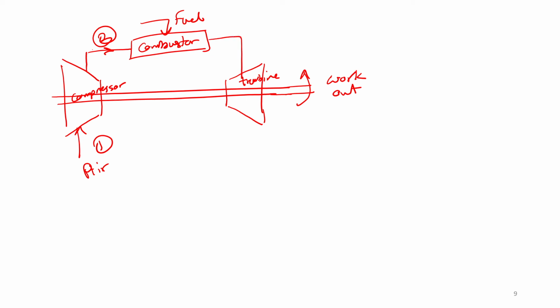And then, at the third point of the cycle, it goes to the turbine to move the turbine blades and help the compression process as well. And then at point 4 of the cycle, you will have your exhaust gas going out. Okay, so this is a very simple overview of the Brayton cycle.